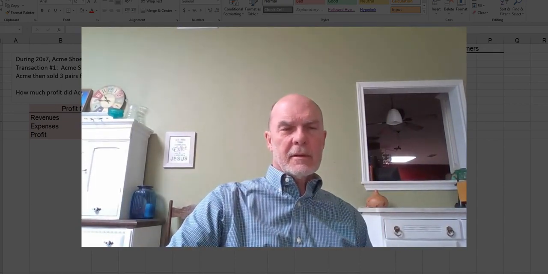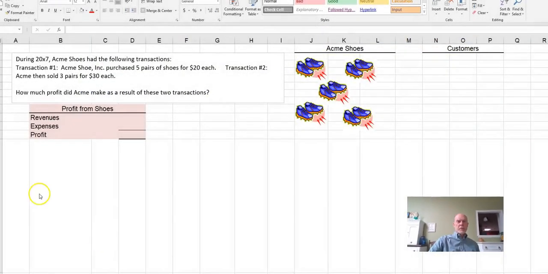So let me get my picture out of my way. Okay, so on the screen, you see two transactions that a shoe store has had. So Acme Shoes, they've just got into business, and they purchased 5 pair of shoes at $20 a piece. And so here they are. Here's your 5 pair of shoes. So you might just kind of think of this as being Acme's store.